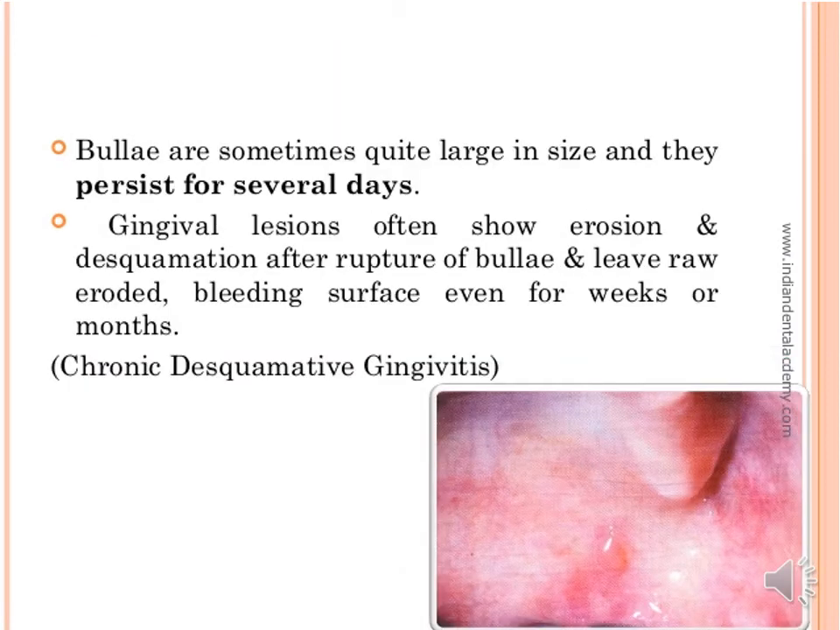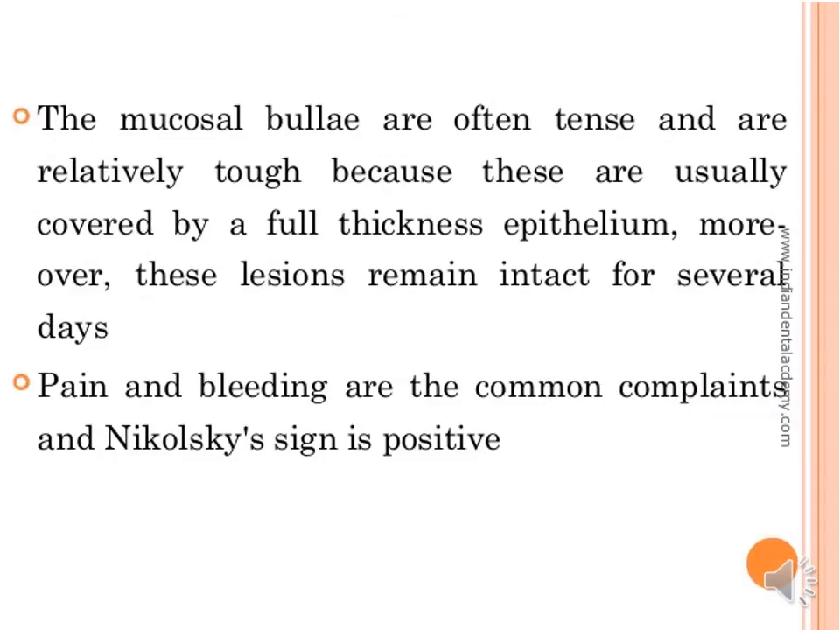Bullae are sometimes quite large in size and they persist for several days. Gingival lesions often show erosion and desquamation after rupture of bullae and leave an eroded bleeding surface for weeks or months: chronic desquamative gingivitis. The mucosal bullae are often tense and relatively tough because they are usually covered by full-thickness epithelium. Moreover, these lesions remain intact for several days. Pain and bleeding are the common complaints, and Nikolsky sign is positive.